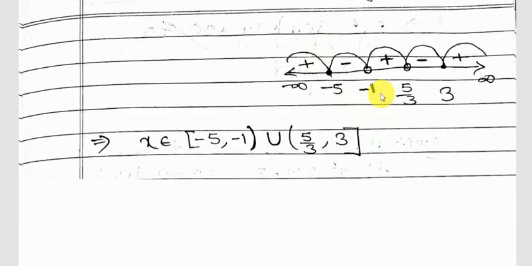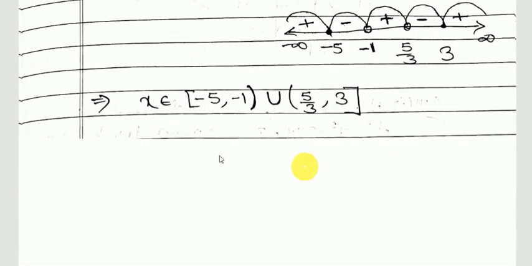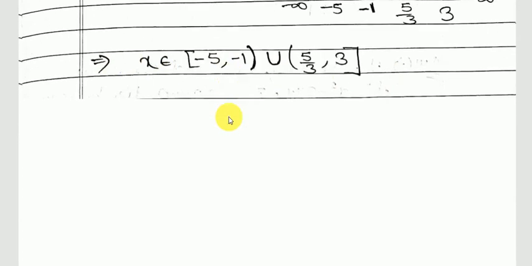For minus 1 it is 0, but I cannot take minus 1 because for minus 1 the denominator will become 0. That's why for minus 1 I open this round bracket. Then union, then we'll write about this interval. Again 5/3 cannot be taken because for this the denominator is getting 0. And I will take 3 because for 3 it is 0. So this is how we get the range. This is the solution for the above inequality.